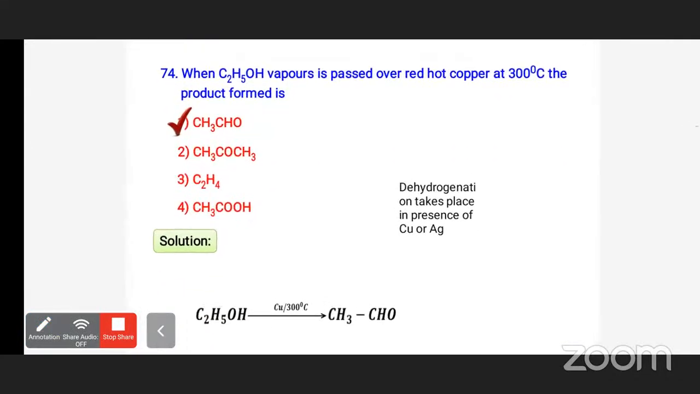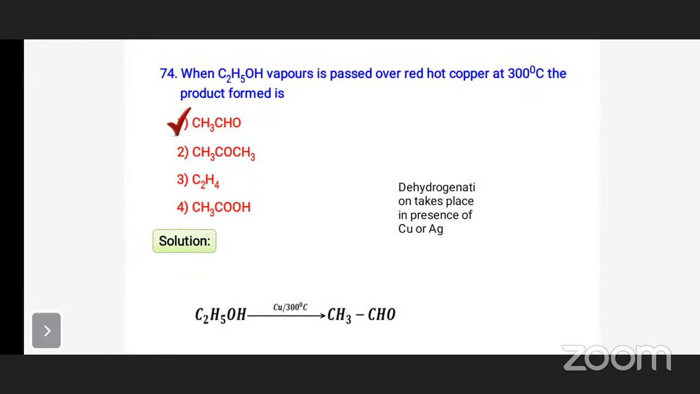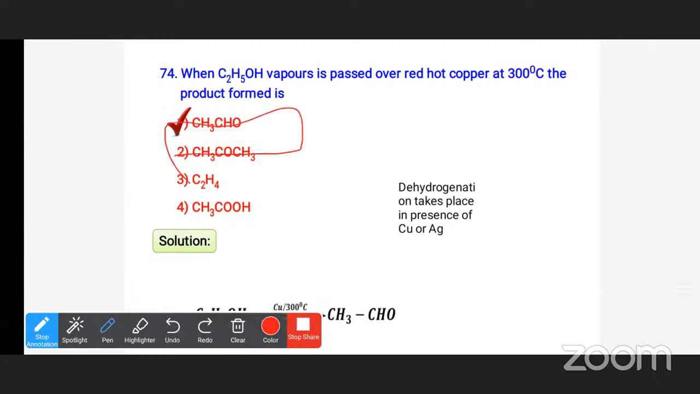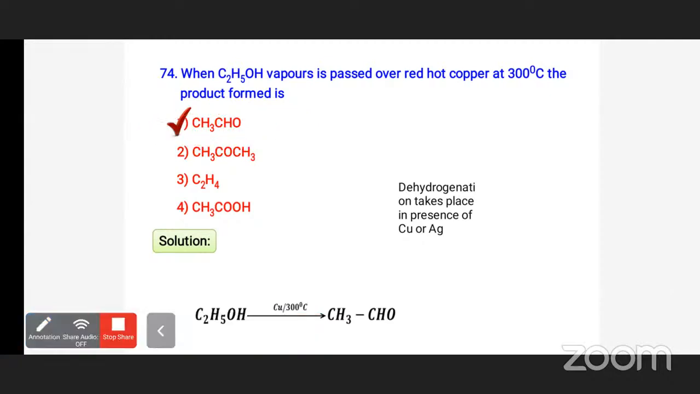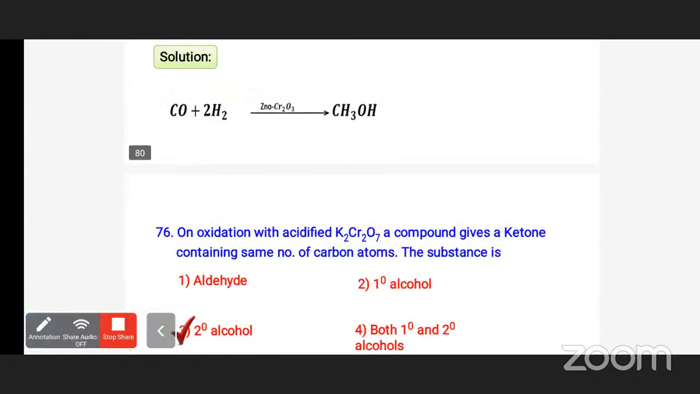When ethyl alcohol vapors are passed over red hot copper at 300 degrees Celsius, acetaldehyde is formed. That is called dehydrogenation, which takes place in the presence of copper and silver. So acetaldehyde is formed with copper at 300 degrees Celsius. Right. Then next question.